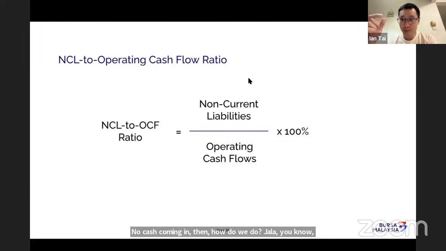So which means whatever debt the company has, even if the gearing ratio is high, as long as the operating cash flow can support it, then it still makes sense. But if the company cannot bring in or does not bring in consistent cash flow, then it's not too good already lah. So that is the whole idea behind this ratio.